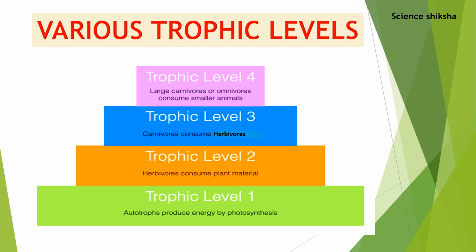Next is trophic level 3. It includes the small carnivores, which are secondary consumers and consume the herbivores. And last is trophic level 4, which includes the large carnivores or omnivores called tertiary consumers, which consume the smaller animals. So all of these are the 4 trophic levels.